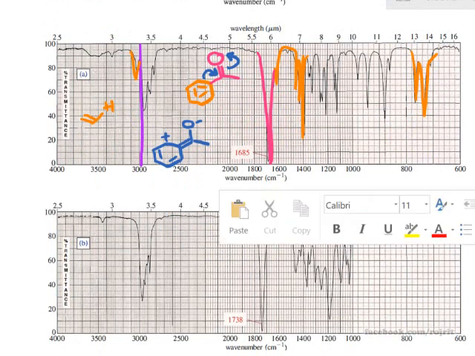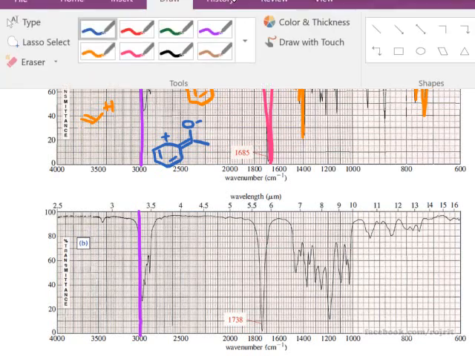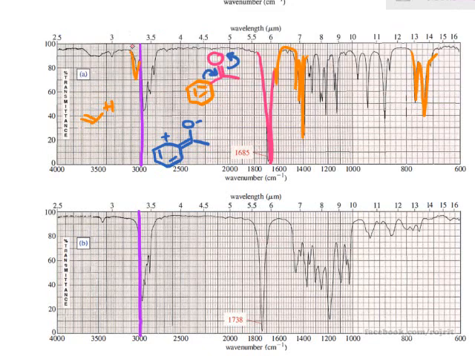This one is another functionality, and this is very important. So first of all, at 3000 there's nothing. So this is alkane, right? But not only alkane, what you can see is 1738. What about the number here? This is the carbonyl group. 1700 is always a carbonyl group.